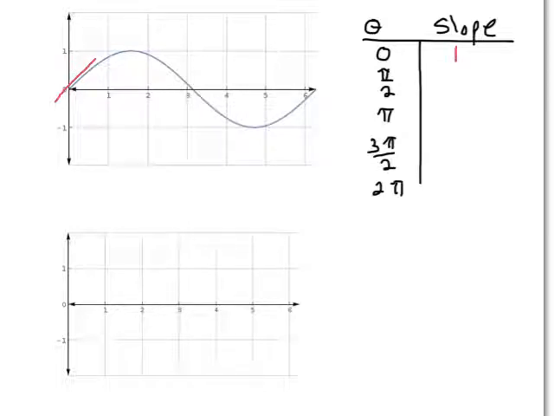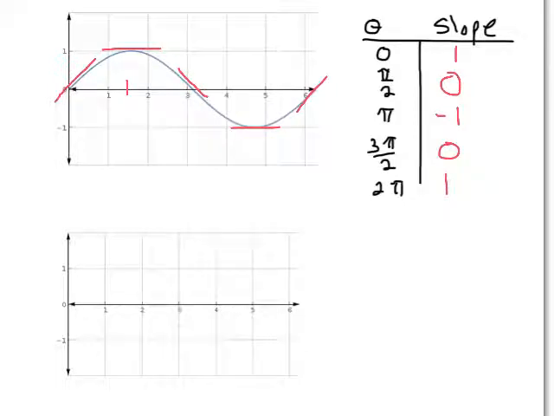At pi over 2, which is a maximum point for sine, if I think about what the slope of that line is, it's horizontal, so it has a slope of 0. And then at pi, we have a negative 45-degree angle, so that's negative 1. The slope of the tangent at 3 pi over 2 is 0 again, and then the process repeats itself. We're back up to positive 1.